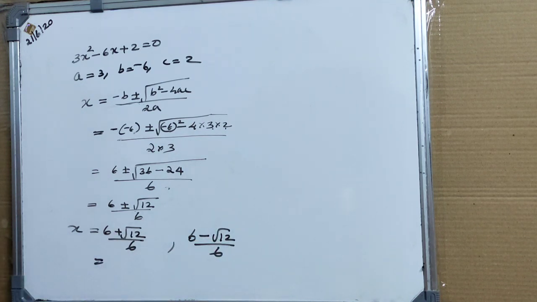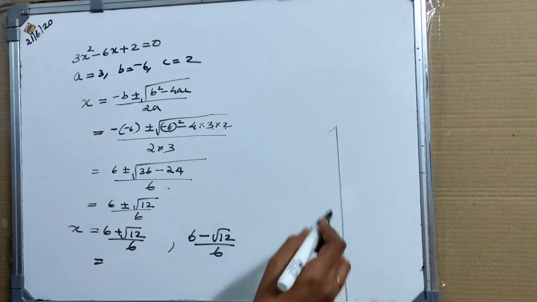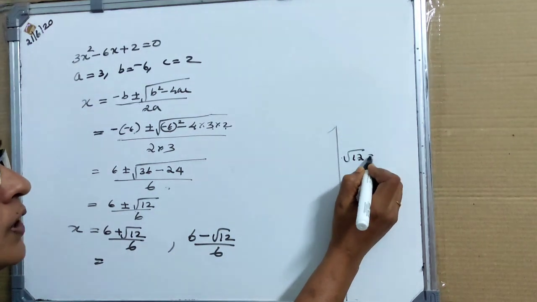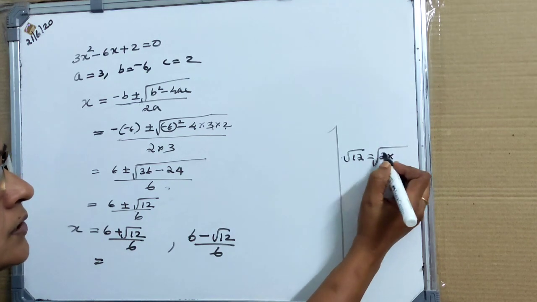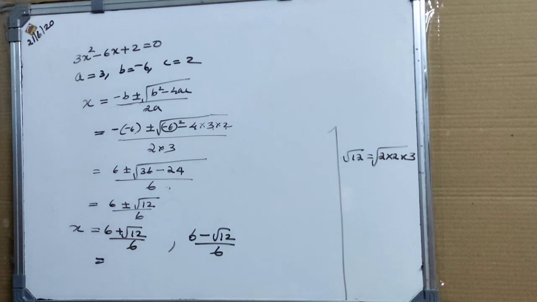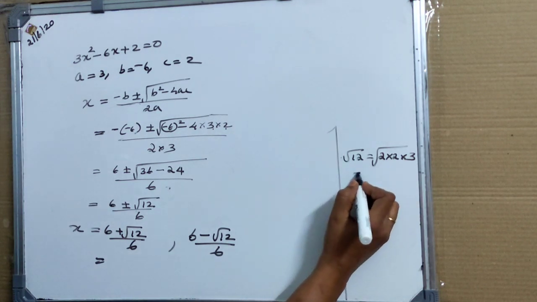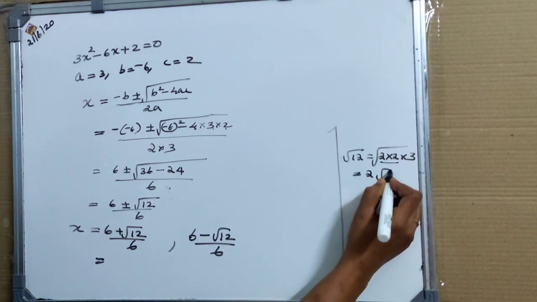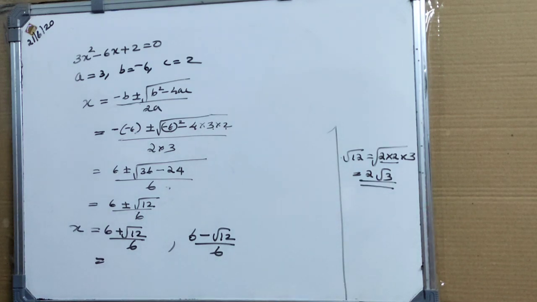What is this root 12? How will you rewrite root 12? Root of 12, you factorize. 12 if you factorize, you can see 4 into 3, that is 2 into 2 into 3. Now take 2 out, 2 root 3. So root 12 can be replaced by 2 root 3. So we get again 6 plus 2 root 3 by 6 and 6 minus 2 root 3 by 6.